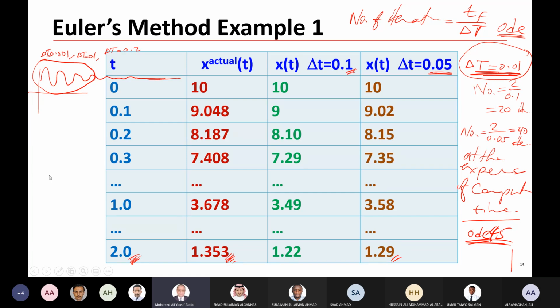Okay. So this is the Euler method. Very simple, but not accurate unless you have a very small delta t.